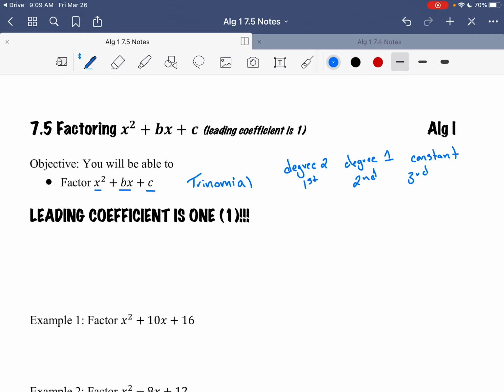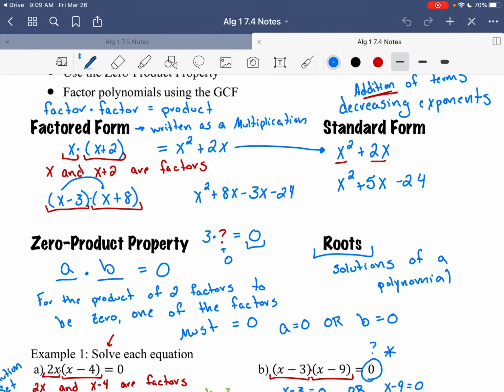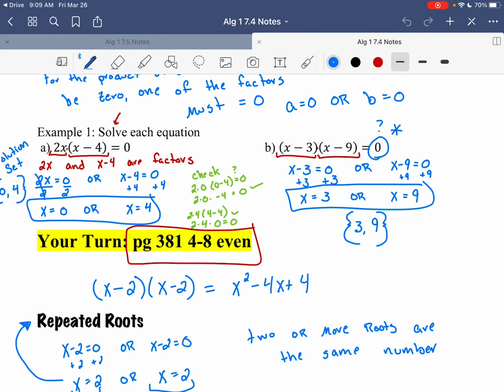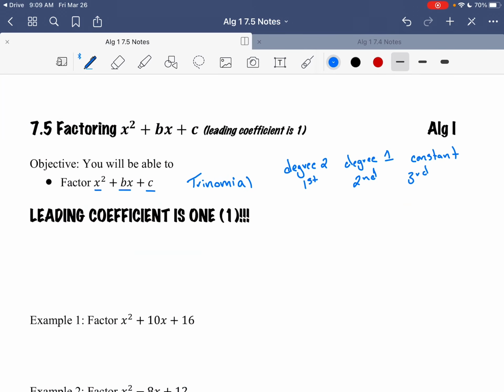Because these are the easiest trinomials to factor, and then we'll work up in complexity. Our reason for wanting to be able to factor is actually from section 7.4, using the zero product property. If it's factored and set equal to 0, we're able to solve it by setting those factors equal to 0. So if it's not factored, we need to factor it.